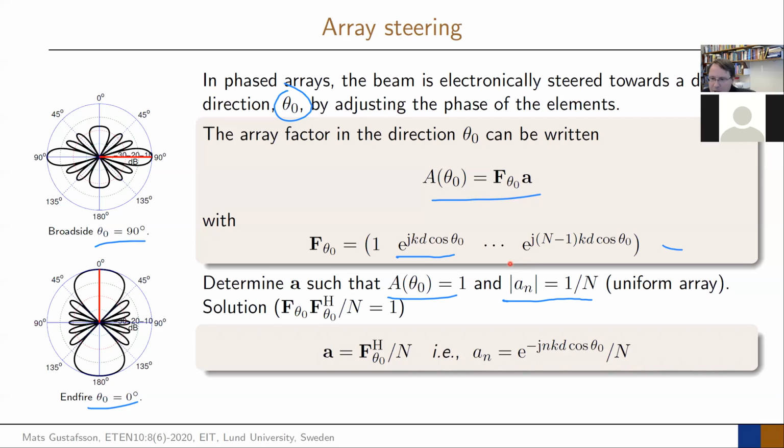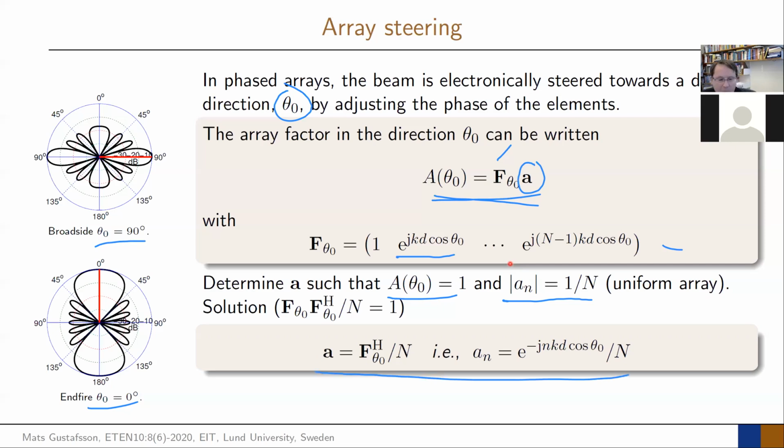A solution for doing this is to put in the Hermitian transpose of the elements. So if I have my A here, I can write it as my coefficients, weighted with some matrix f theta that I know. If I multiply this f theta by itself, I get n, and then I divide by n, and I get 1. And that's actually the solution to my problem.